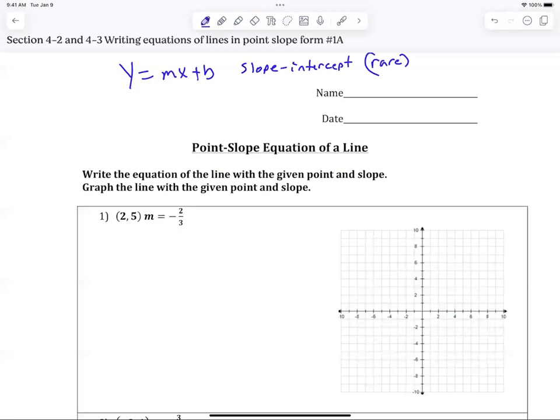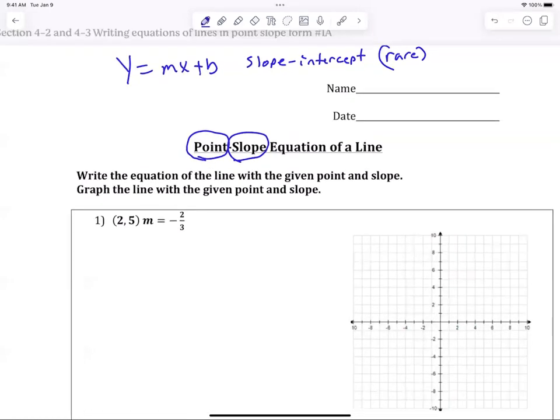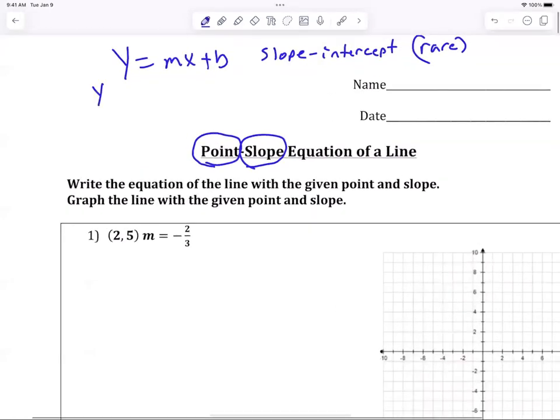The most important equation is the point slope because you're going to use it when you're given a point and a slope. That is exactly why they call it point slope form. You're using the point slope when they give you a point and a slope. So now the formula looks something like this: y minus y1 equals m times x minus x1.